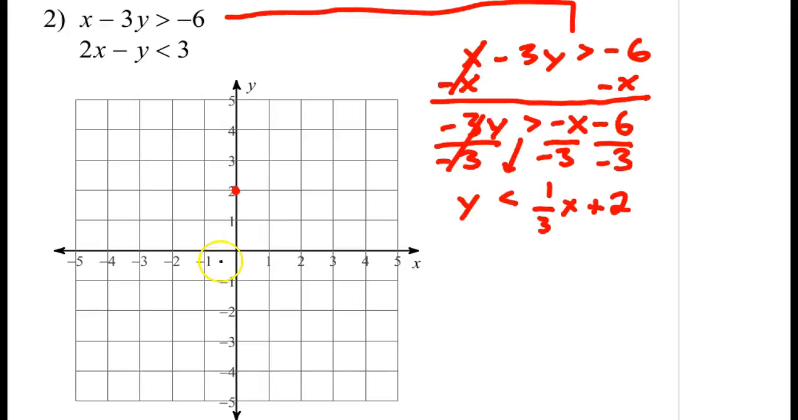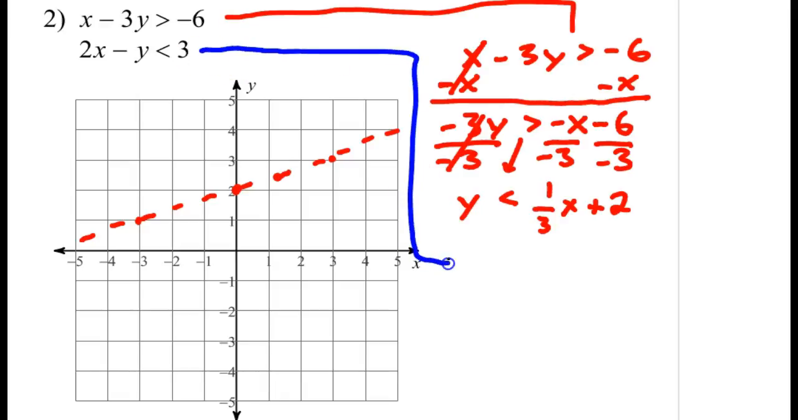Okay. So we start at 2, go up 1, right 3. Also go reverse it, go down and left. So it's a straight line. This is a dashed line. So far, so good. And we do the next one right here. So 2x minus y less than 3.